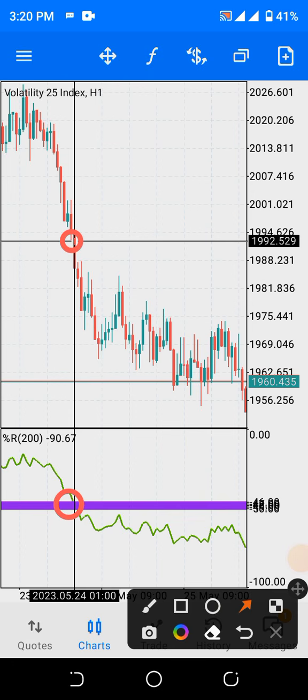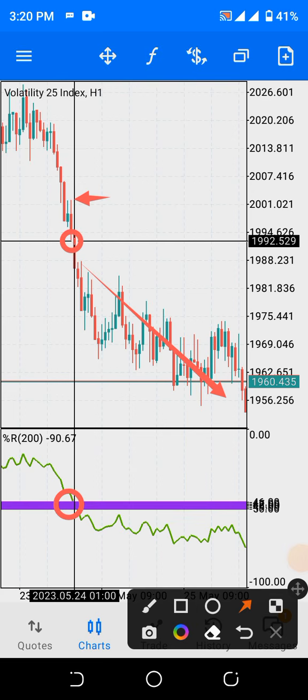Make your sell entry at this point, and this is a huge profit. Now when you are selling, your stop loss should be at the previous lower high. This is where your stop loss should be. This is the previous lower high. That's where your stop loss should be, and this is a huge profit.